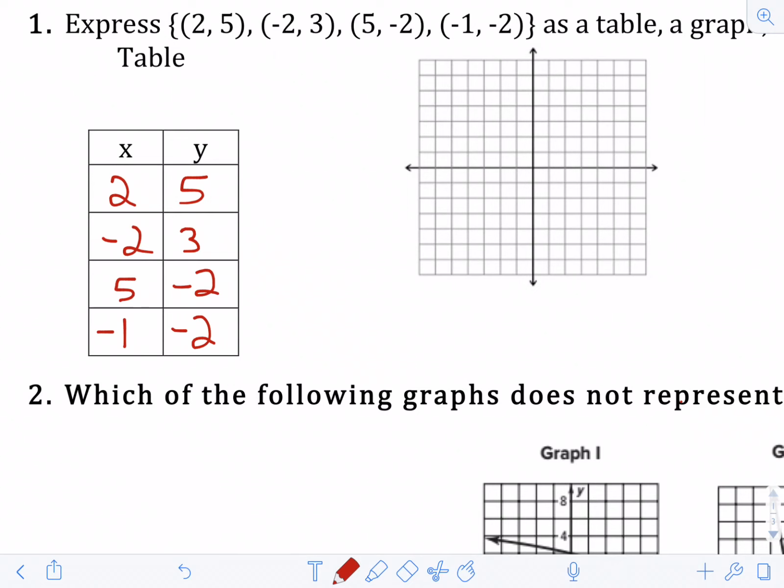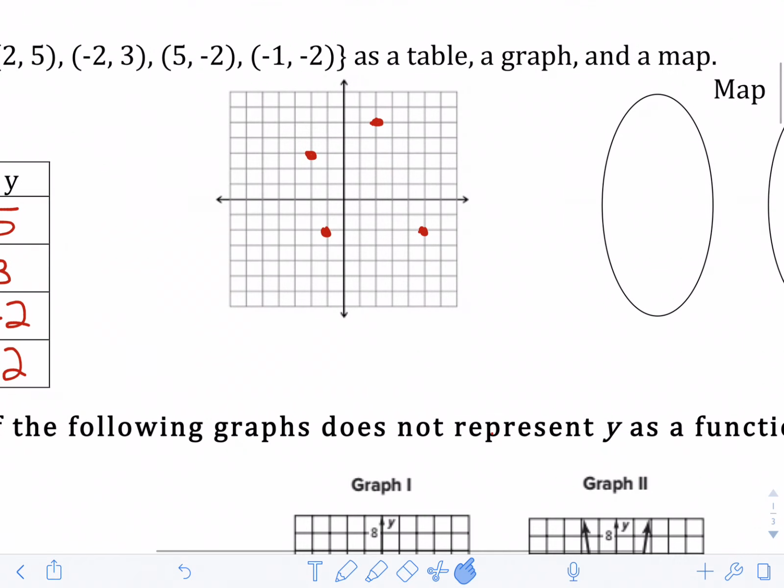Okay, now I'm going to plot these. 2, 5. -2, 3. 5, -2. And -1, -2. This is a relation because it is a set of ordered pairs.